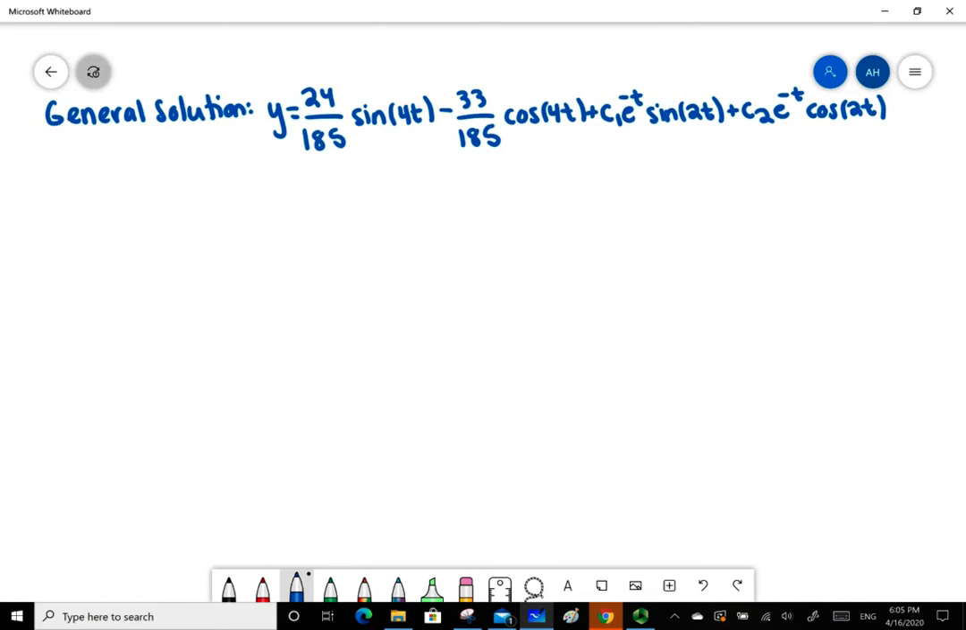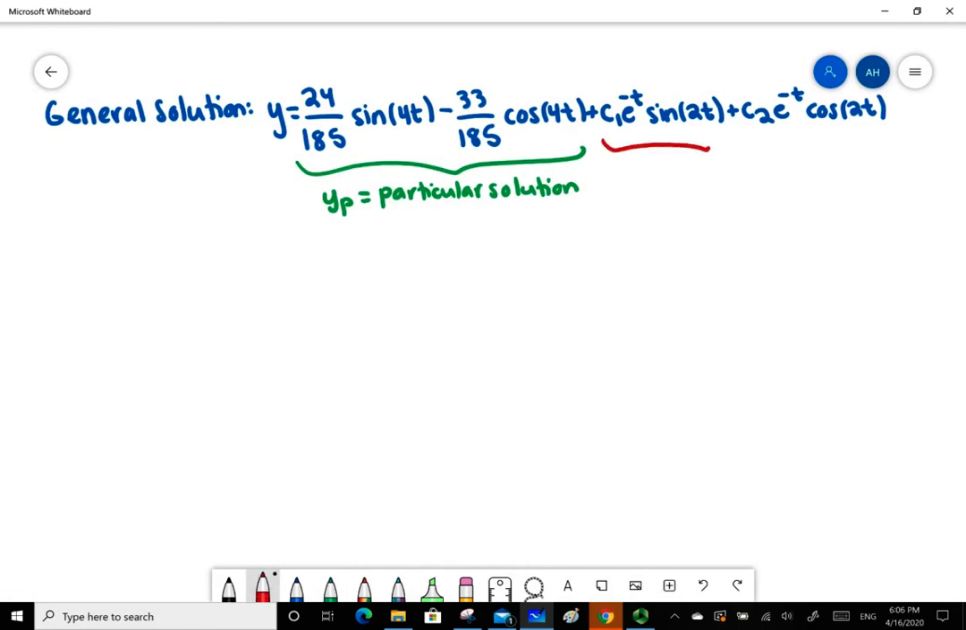Before we find the values of the arbitrary constants, notice that if we let t approach infinity, the amplitudes of the sine and cosine functions from the particular solution don't change, and the complementary solution goes to 0.